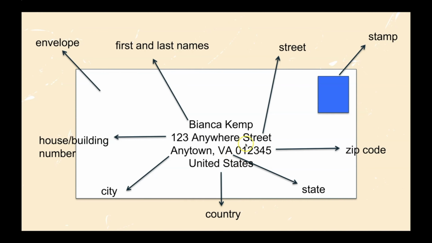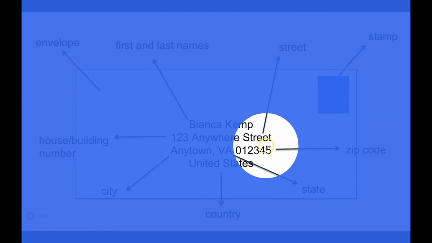In the US, zip codes actually have 5 numbers. This zip code has 6. So we can pretend as though there's no 5 here. The zip code normally has 5 numbers. So 0, 1, 2, 3, 4. This zip code has 6, but we'll pretend. Okay, so you have your zip code here.